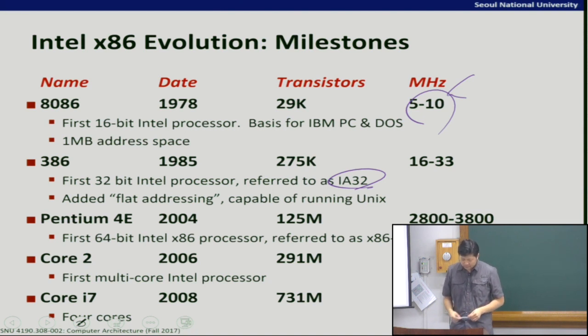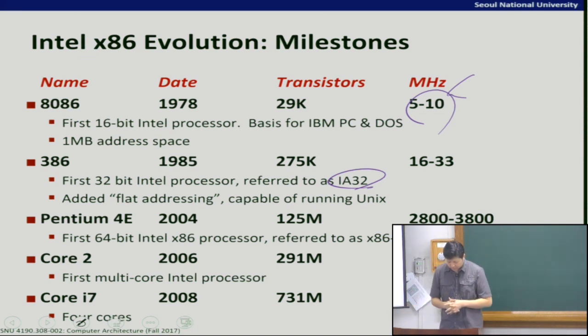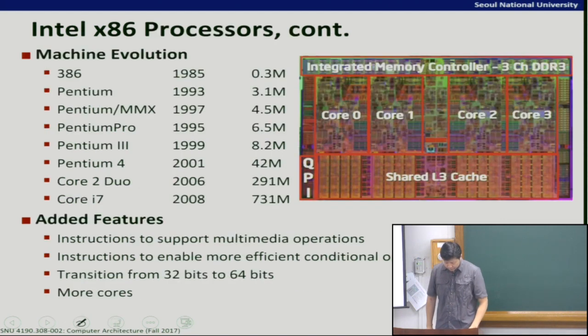Pentium 4E was first introduced in 2004. This was the first 64-bit Intel x86 processor, referred to as x86-64, which is the main and dominant ISA. Core 2, in 2006, was the first multi-core, dual-core processor, and i7 was the first quad-core processor in 2008, and so on. This is a brief history, and this one shows the transistor count.